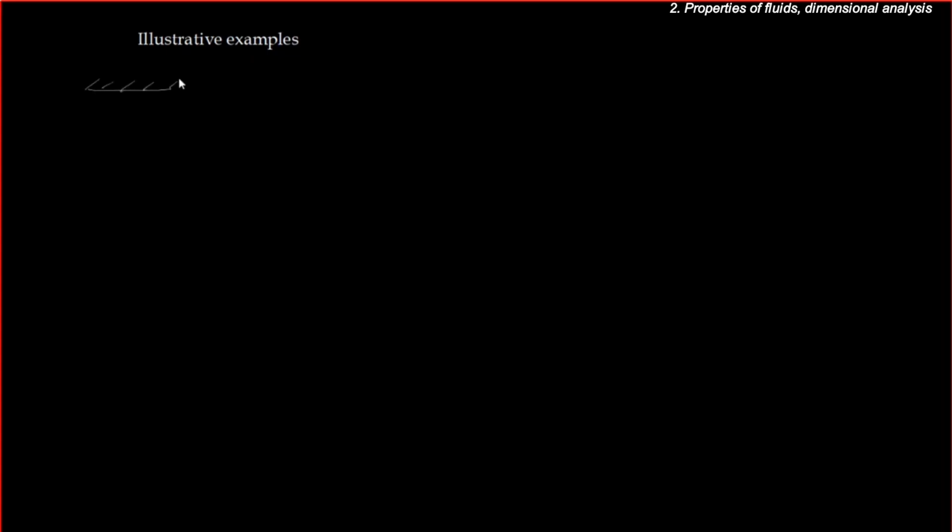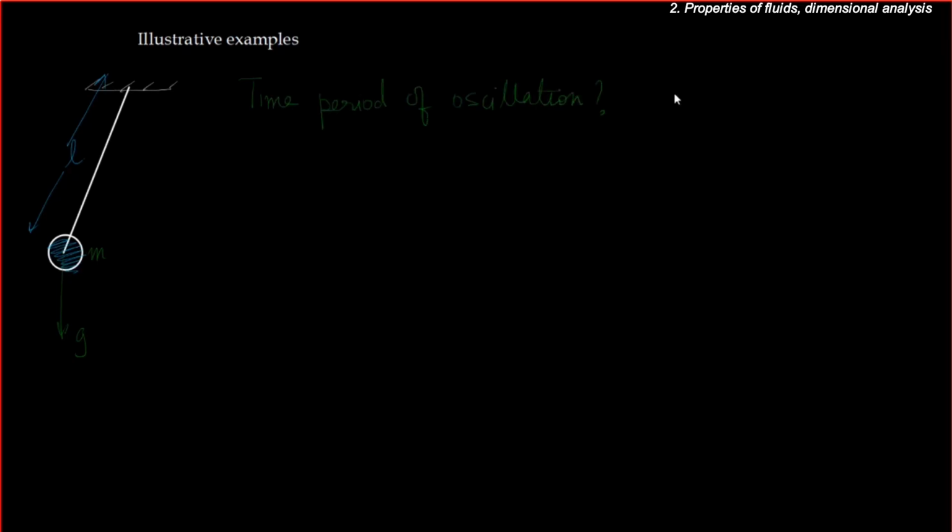Let us consider some illustrative examples in which dimensionless quantities are found. Consider first the oscillation of a simple pendulum. The important parameters in the problem are the length of the string, the mass of the bob, gravity, and of course the parameter time which we want to measure. And we know that the time period of oscillation is 2 pi square root of L upon g, which we can rewrite as T upon square root of L upon g equals 2 pi.